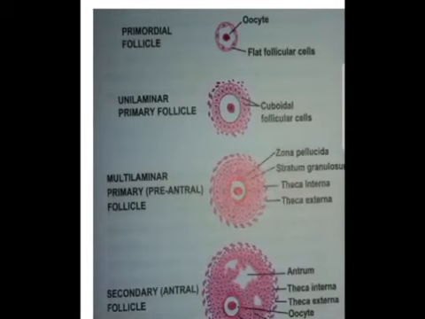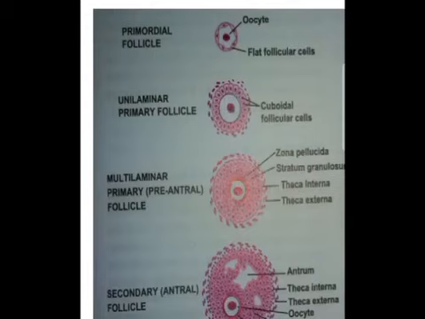So this is the primordial follicle. You can see the oocyte, which is surrounded by the flat follicular cells. And this ovum measures about 30 microns in diameter and has a large eccentrically situated vesicular nucleus with a very prominent nucleolus. If we talk about the growing follicles, the first stage is the unilaminar primary follicle.